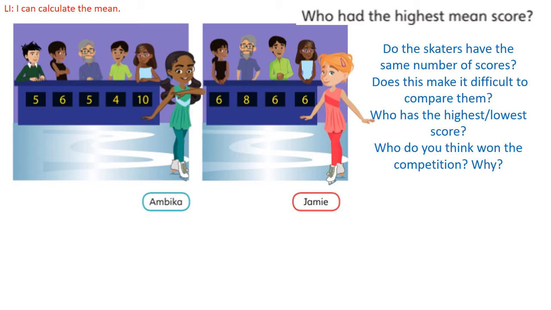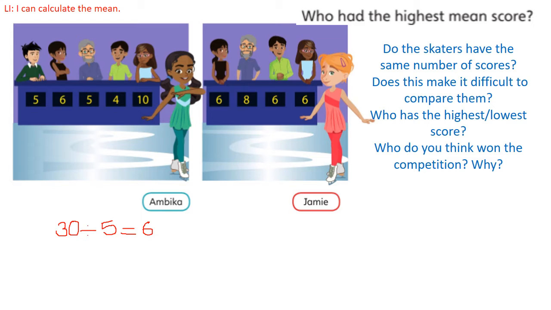So we've already worked out that our dividend is 30. Our divisor is 5, because there are 5 judges. Therefore, the mean is 30 divided by 5, which equals 6. Okay, so we can say that Ambika had a mean average score of 6.